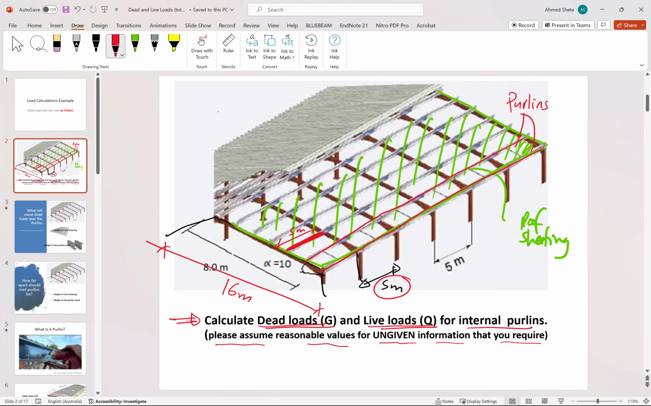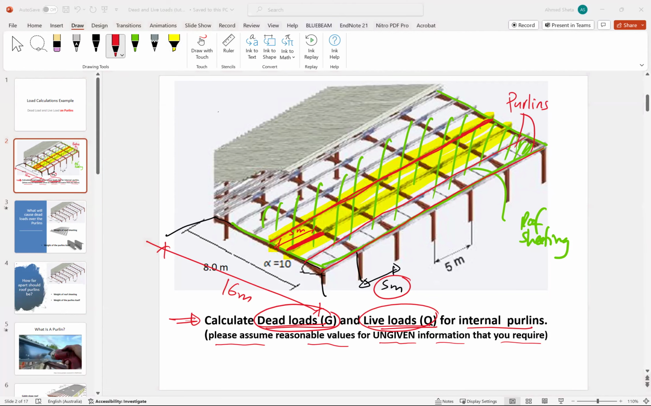Okay, what is meant by internal purlin? An internal purlin is any purlin inside, like this one, for example. Or any of those. So this is our internal purlin. So we need to find the load on this purlin, for example. Dead load and live load. Okay. Do you have any question up to now, guys?